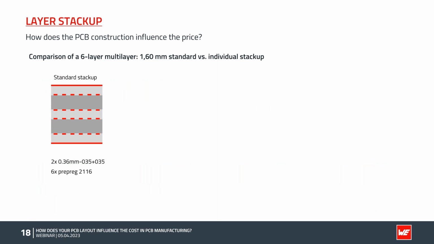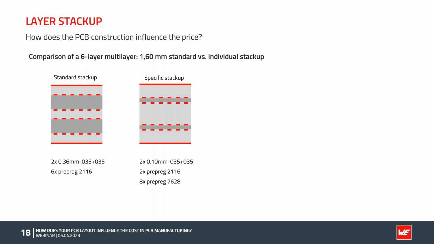Another example here is a standard stackup versus an individual stackup. So on the left side, you see a standard stackup for a 6-layer multi-layer, how you would find it on our website and how we would do it if you just tell us you need a 6-layer multi-layer with 1.6 millimeter thickness. If you change it by your requirements, whatever that would be, but tell us, oh, I need to use 100 micron core in this stackup.